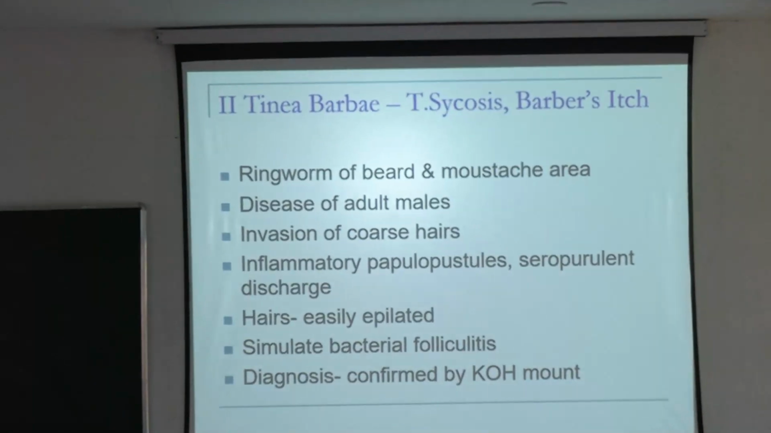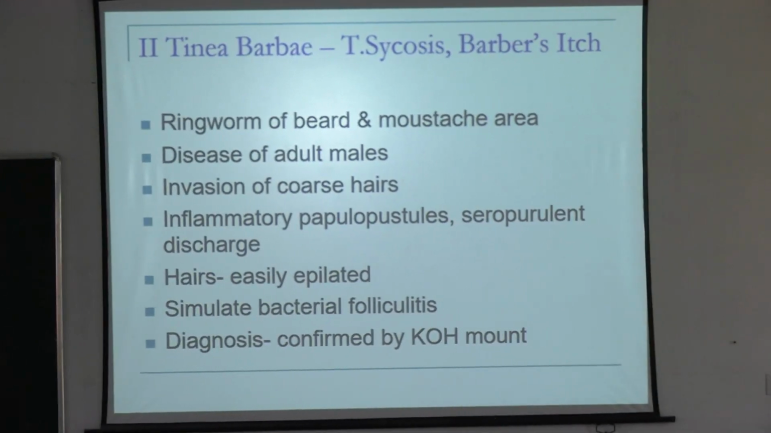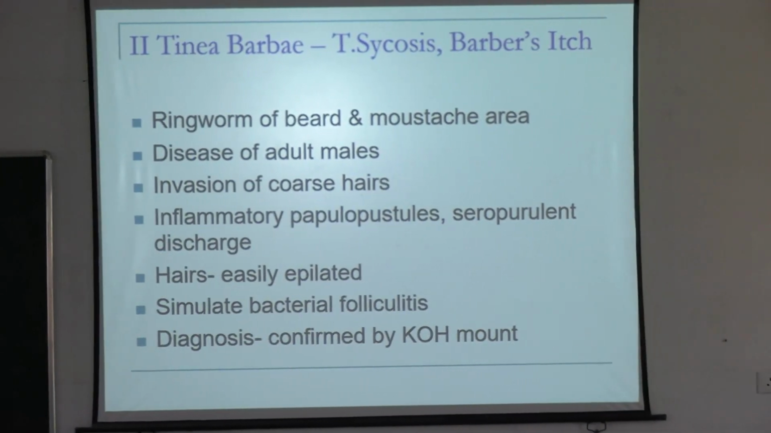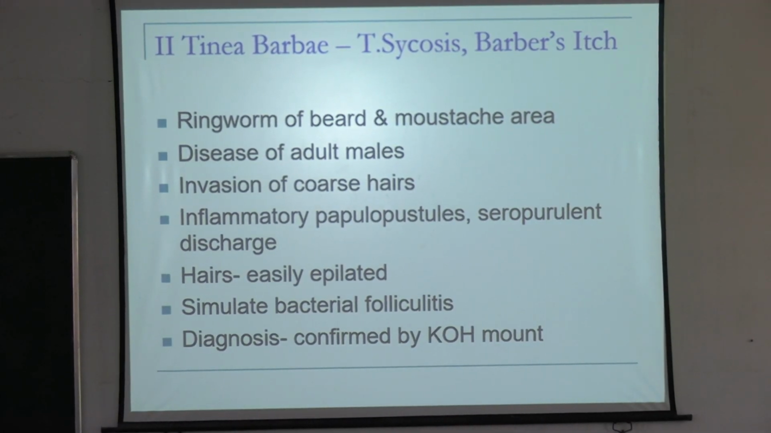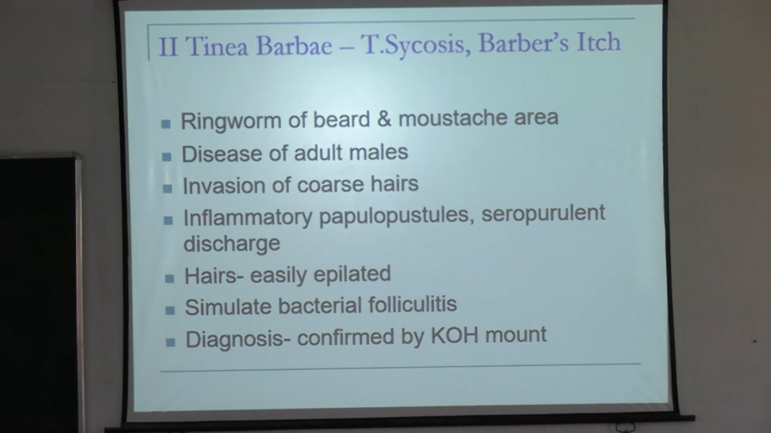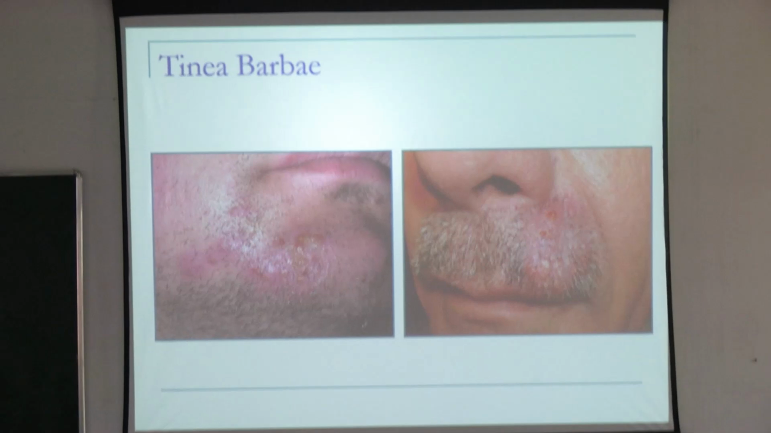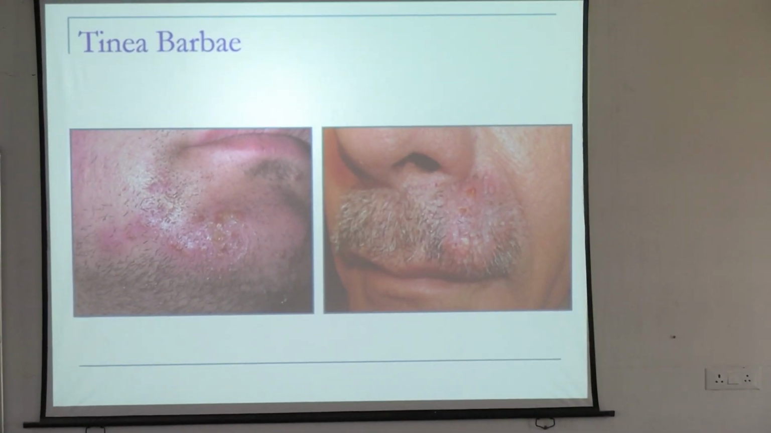Tinea barbae, when it affects the beard area, is seen in males. So beard and mustache area disease in male adults, and an inflammatory variety can occur, like seropurulent discharge and papulopustules. Hair can be easily epilated. Secondary bacterial folliculitis can occur, confirmed by KOH mount, potassium hydroxide mount, that is, you have, I think, learned in microbiology. So this is Tinea barbae when it affects the mustache and the beard area.